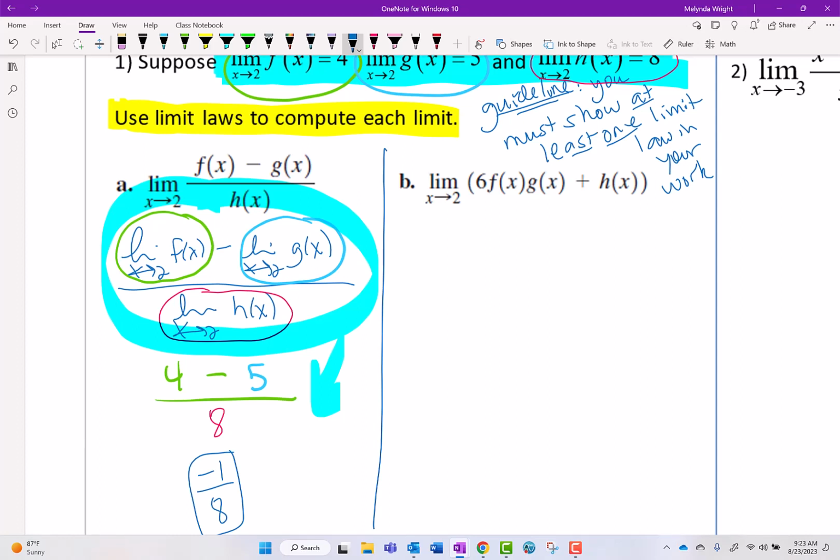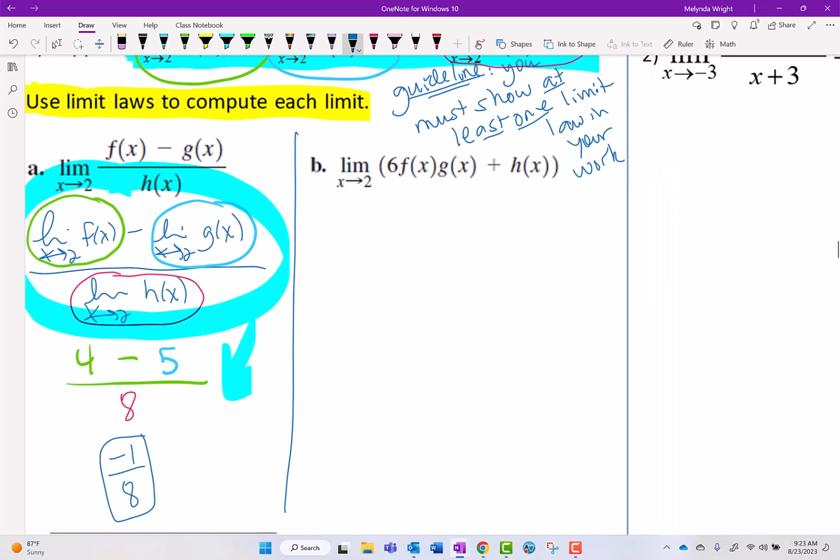Okay, let's see. What can we do? There's a lot of crazy going on here. I'm going to use 2 limit laws, but I'm going to do it in pieces.